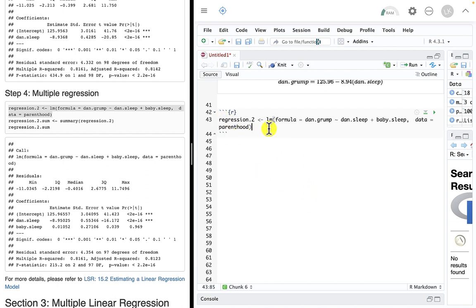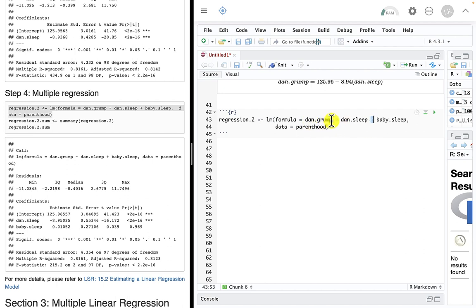Okay, and here we've got our formula. And in fact, I'm going to make this a little easier to read by putting it on multiple lines. Our formula is dan.grump as a function of Dan's sleep and baby sleep. When you're writing formulas in R, things like a plus don't mean quite the same thing that they mean in normal terms. Here, inside of a formula, a better way to say that is "and".